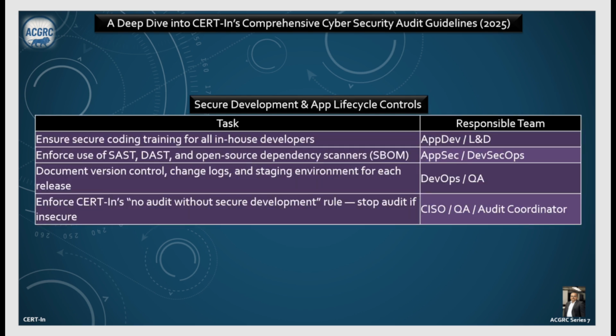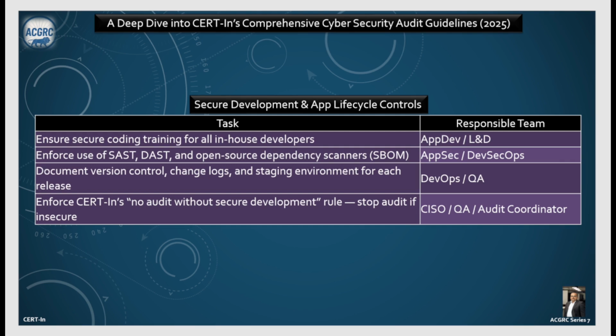Then we move on to the secure development and app lifecycle controls. The first is to ensure secure coding trainings are in place for all in-house developers. This is where you need to bring your learning and development team, your app development team, and the leads of these apps. You need to enforce the SAST and the DAST and open source dependency scanner. This is where your application security team and DevSecOps team would need to play their role.